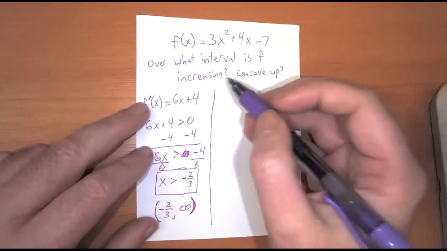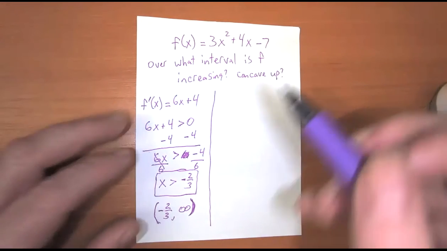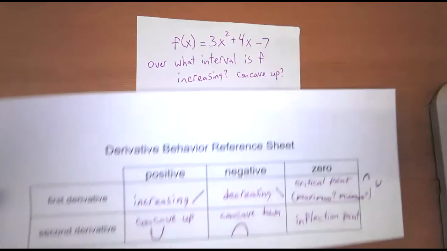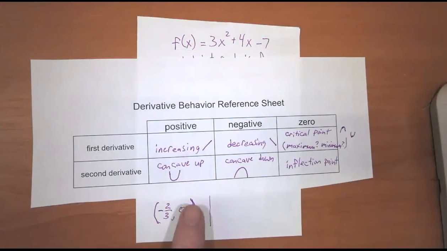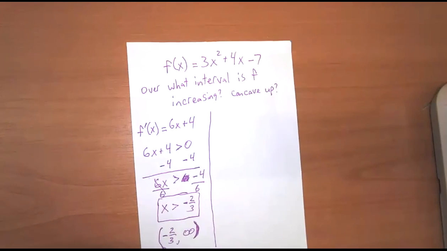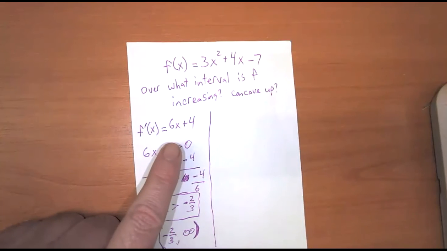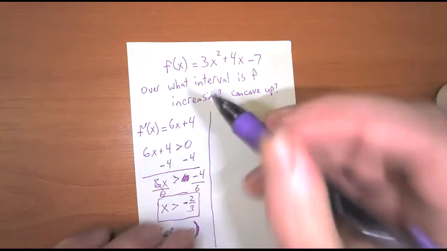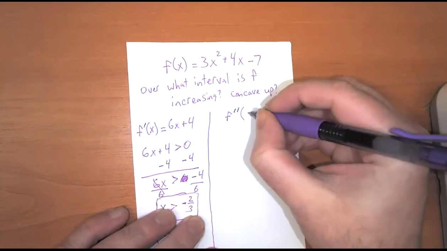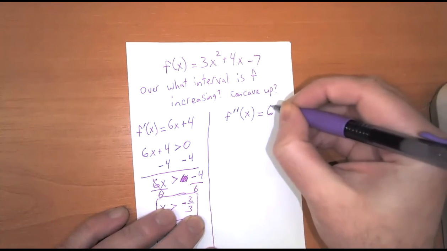Okay, and the other question is asking where is f concave up? So what does that mean in terms of derivatives? Once again, I'll go to my reference sheet, and thank goodness I made this. Concave up means the second derivative is positive. So what's the second derivative of this function? To find the second derivative, we're just going to find the derivative of the first derivative. The first derivative is 6x plus 4, and so the second derivative is going to be just 6.